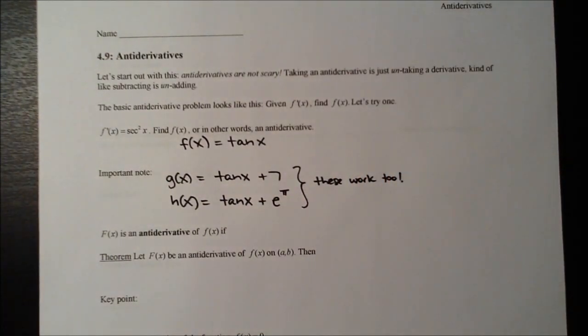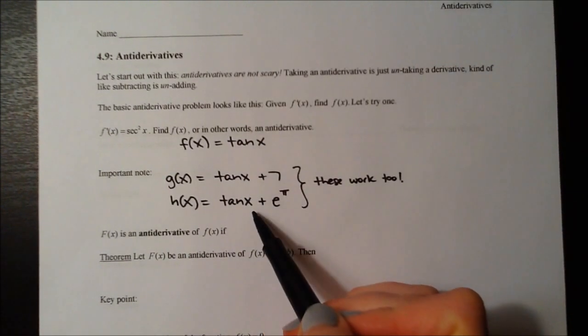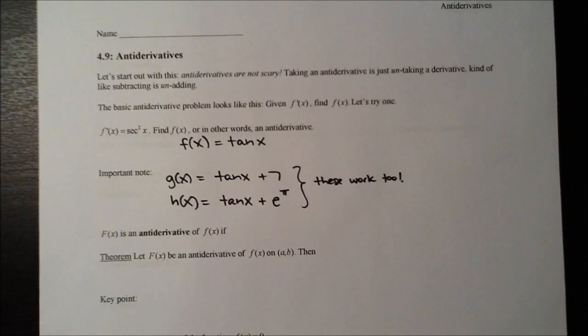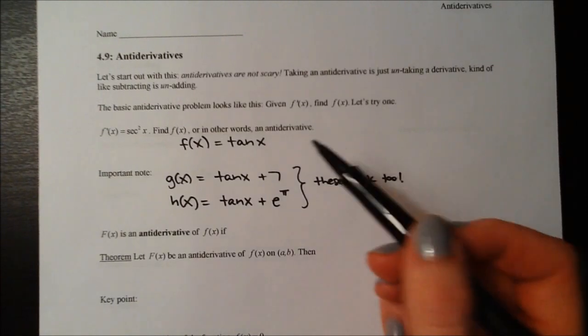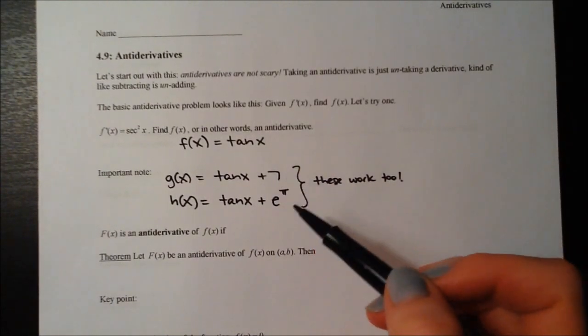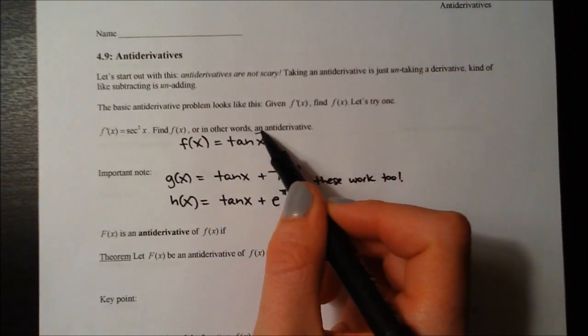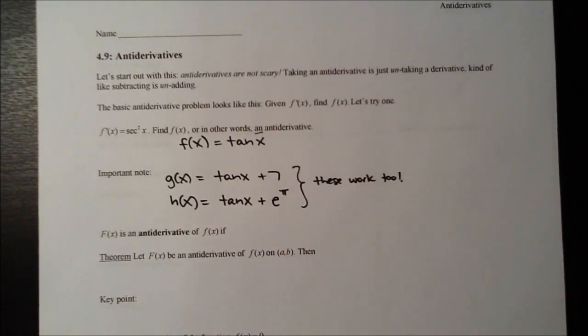Okay, so we can kind of draw a conclusion from that. The difference between this one and this one and this one is just a little constant hanging out on the end. So this is an antiderivative, this is an antiderivative, this is an antiderivative. That's why we use the word an. That's why we say an antiderivative, not the antiderivative.